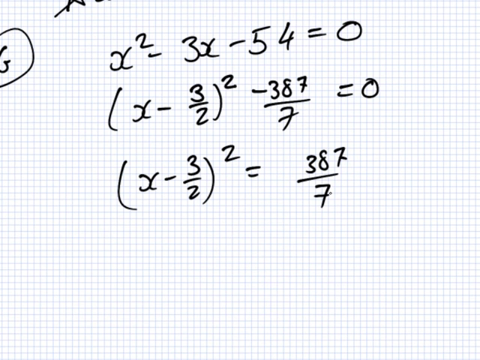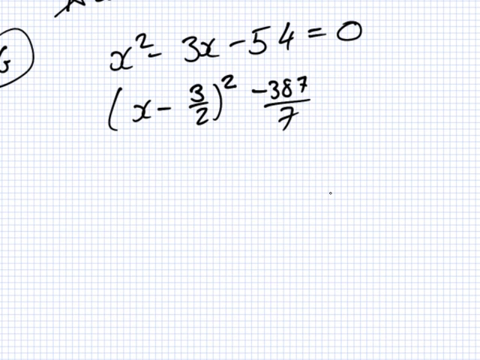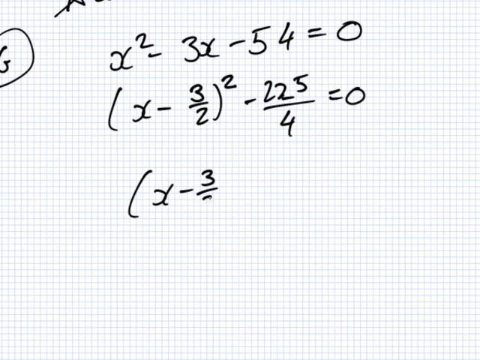Oh, I mistyped. Sorry, it's not 387. It's 225 over 4 equals 0. So we have x minus 3 over 2 squared equals 225 over 4. What should I do next to try and get the x here?